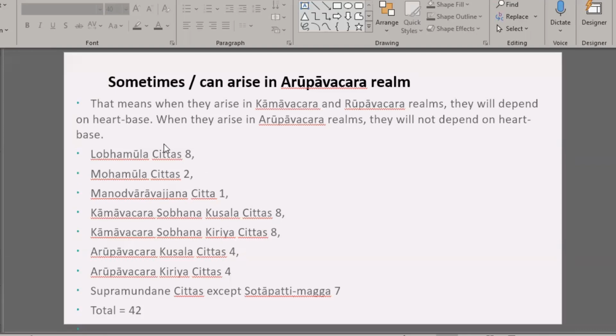Those Lobha-mula chittas, also subtle craving and subtle attachment, arise in Arupavachara realms. At that time, 8 Lobha-mula chittas may arise. Similarly, Moha-mula chittas, doubt and restlessness, may arise in Kamavachara beings, Rupavachara beings and Arupavachara beings.